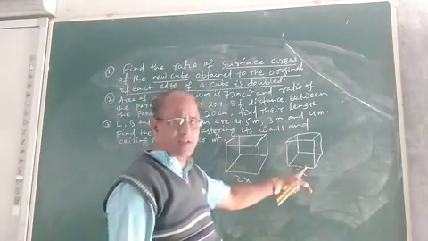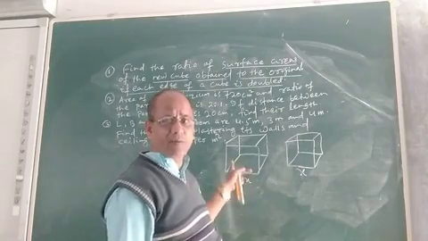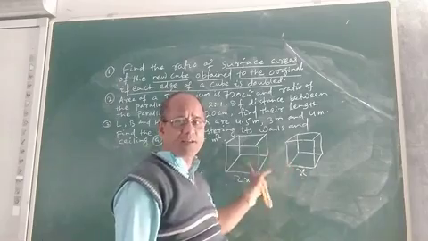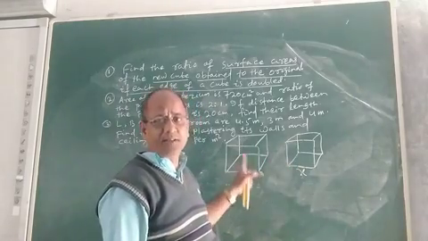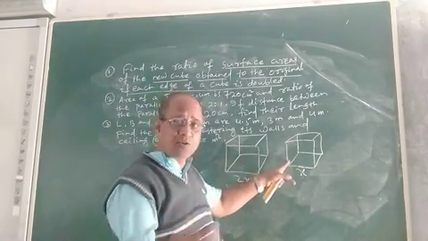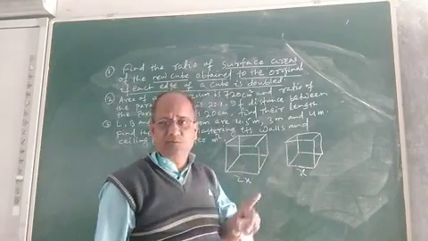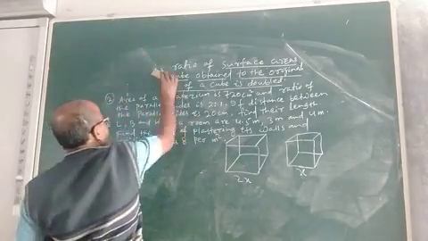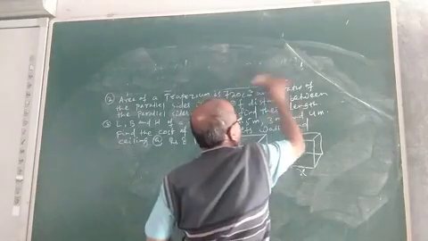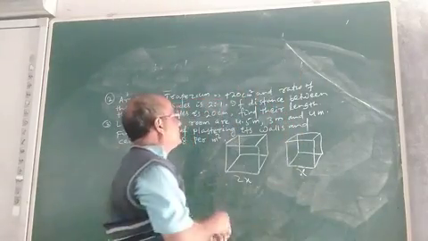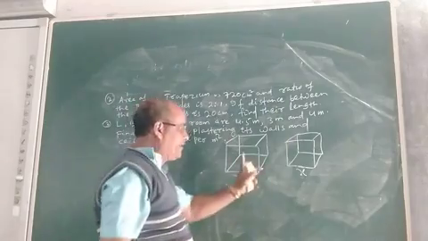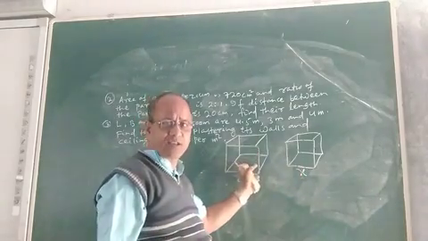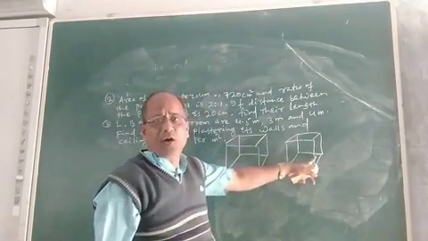Now the point is, if this is the original cube and this is the cube obtained by doubling the edge, then what will be the ratio of the surface areas, meaning total surface area, of these two cubes? How to find out? The process is very simple. I hope you understood the question. The question is, if each edge of a cube is doubled, what will be the ratio of the surface areas of the new cube to the original cube?